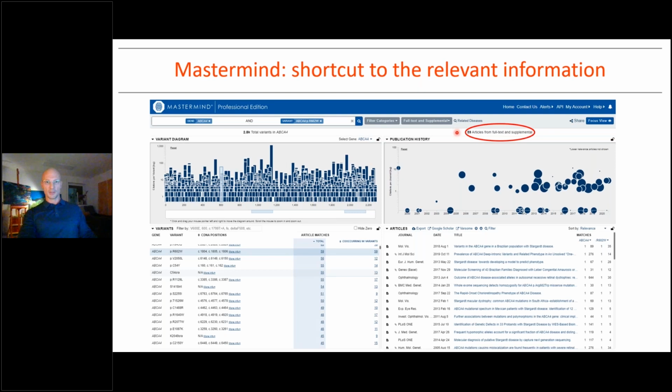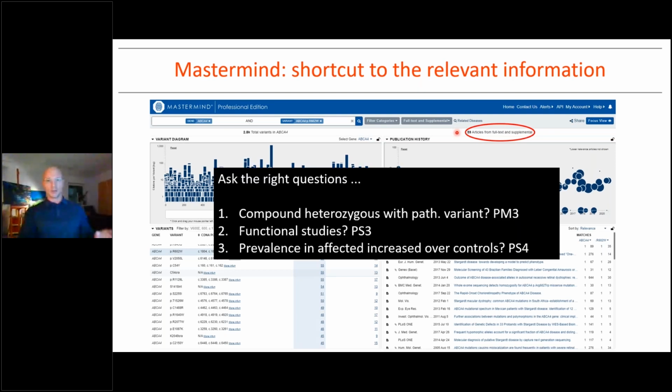And what I like very much about Mastermind is that you can ask the right questions. So Mastermind is not only a literature tool, but sort of an intelligent search tool. And the questions I had in mind: is there a report or a paper reporting that this variant has been found in a compound heterozygous state with another pathogenic variant? Then I could invoke PM3 here. Or are there functional studies? This would be criterion PS3. Or is the prevalence in affected increased over controls? So is there a case-control study? Then I could also use PS4.